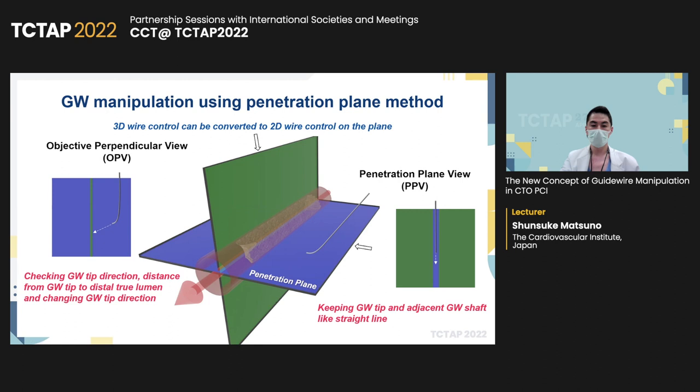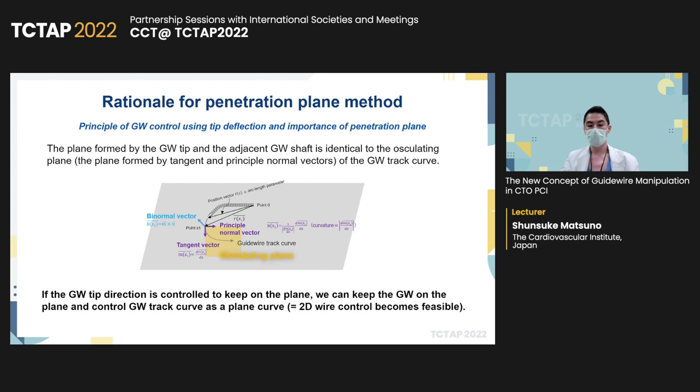This slide shows the rationale for the penetration plane method. As the plane formed by the guide wire tip and the adjacent guide wire shaft is identical to the oscillating plane of the guide wire track curve, tip deflection will occur on the same plane as long as the tip direction has not been changed by rotation.